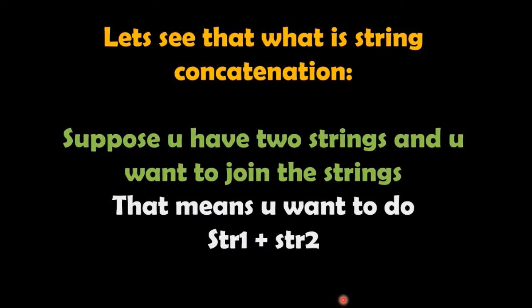Before going on to that, let's see what string concatenation is. Concatenation means doing an addition operation on two strings. That means adding two strings. Suppose you have two strings that you want to join. You basically want to do the task str1 plus str2, the plus operation, to join the two strings. This is called string concatenation.